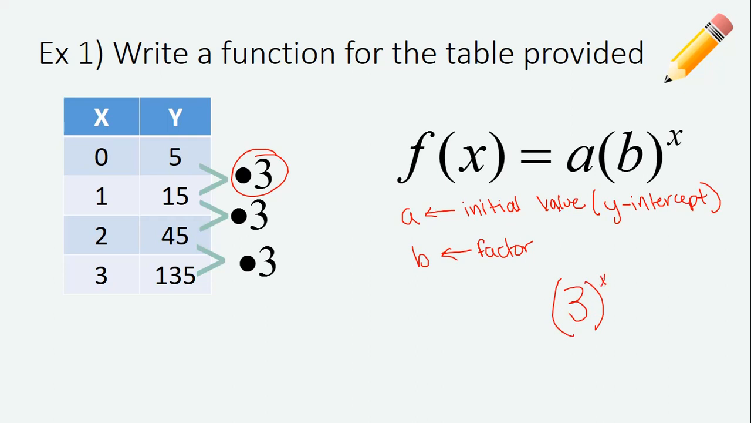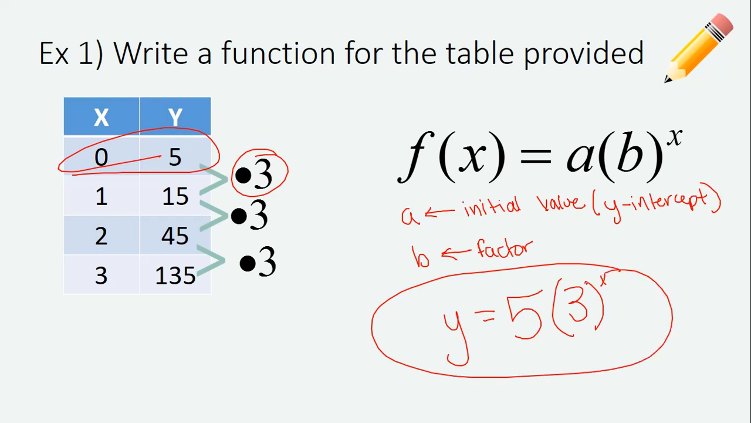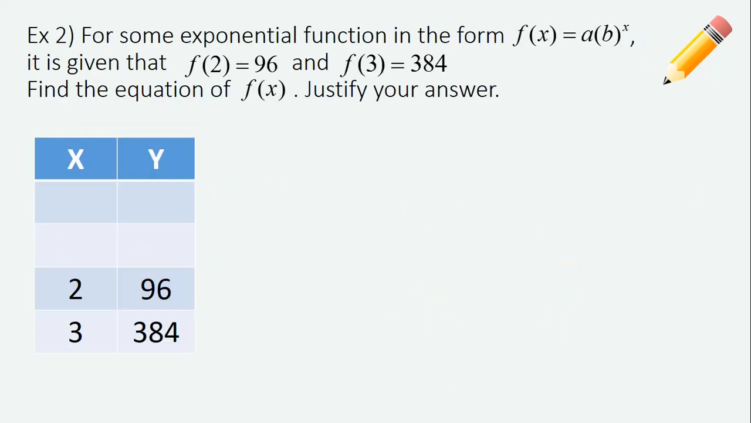Then I need to find what's my initial value. What's my y-intercept, which in this case is right here, right? My y-intercept is when my x is 0, so that means my y will be 5. And this would be the equation of that particular function. y equals 5 times 3 to the x. So let's try this example.